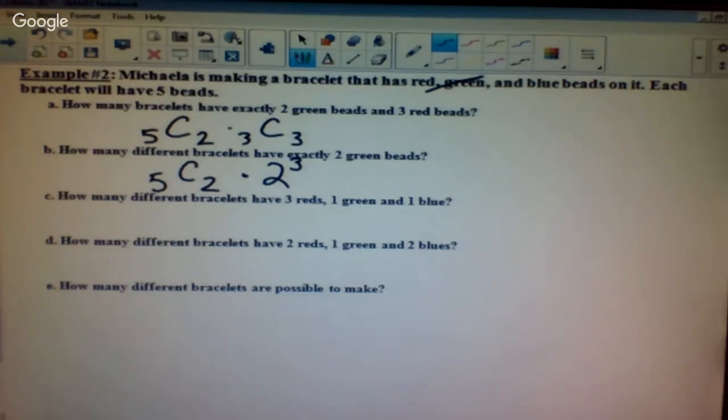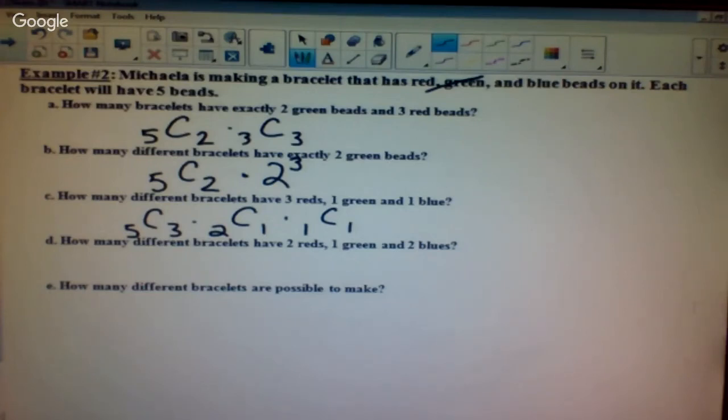How many different bracelets have 3 red, 1 green, 1 blue? 5C3, 2C1, and 1C1. Okay, remember, I have 5 total. I've used 3, so I have 2 left to fill.